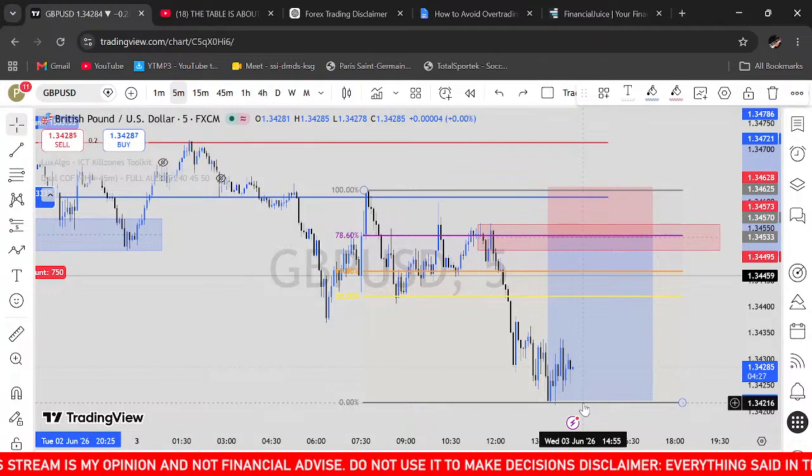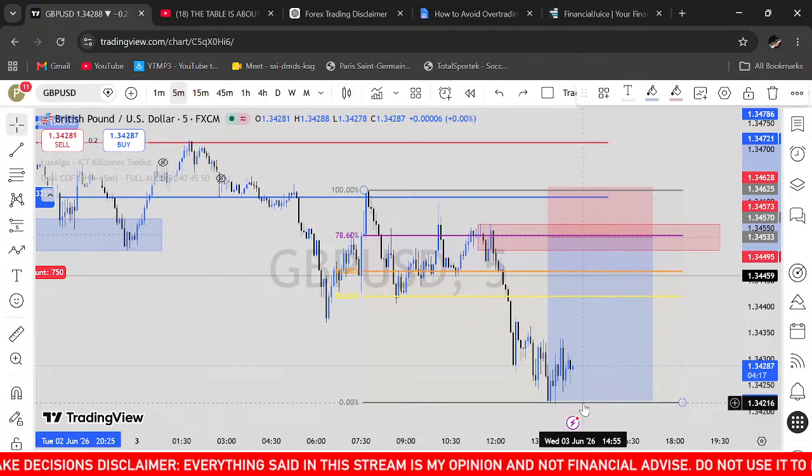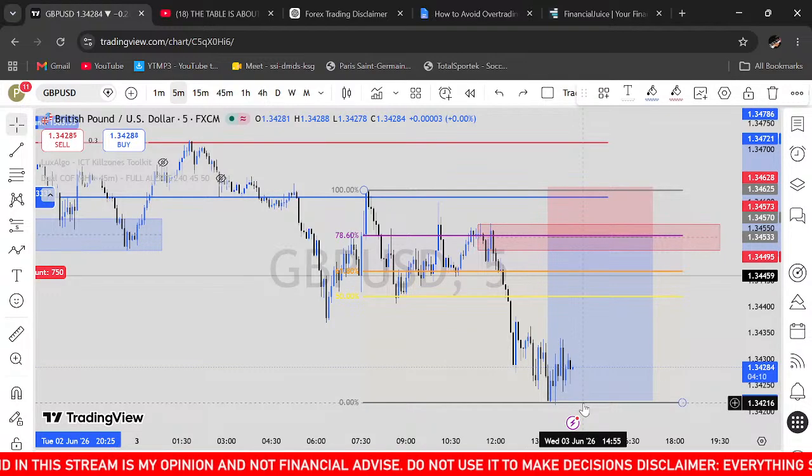Here are some ways to avoid overtrading. Having a daily trading limit. Do not trade more than 2 times. I take 2 trades in a day. 1 in the London session. If I lose, I'm out. I close my laptop. New York session, I come in again.